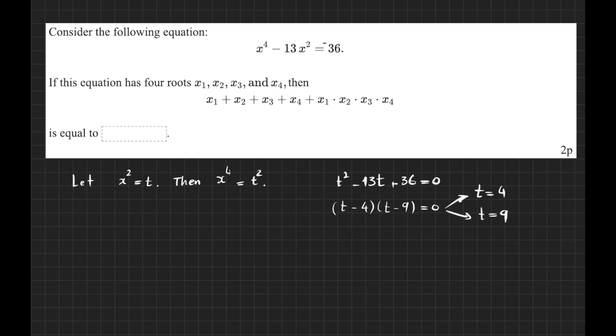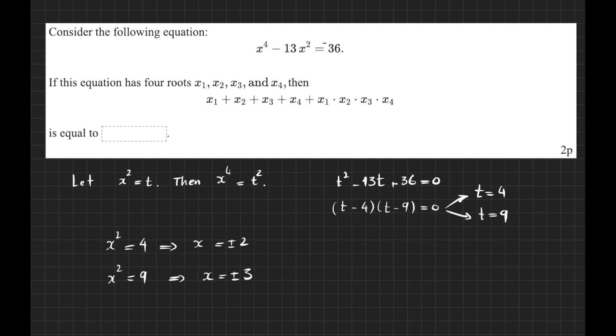But I am looking for x. So x squared is equal to 4 if t is 4, or x squared is equal to 9 if t is 9. So from here I get two answers, x is plus or minus 2, and from here I get two answers, which is plus or minus 3. It doesn't matter in which order you call them, because here I want to find the sum, and the sum doesn't matter in which order I name them. The sum is not sensitive to the order of the summands. The same is true for the product. The product is not sensitive to the order in which we multiply the numbers.